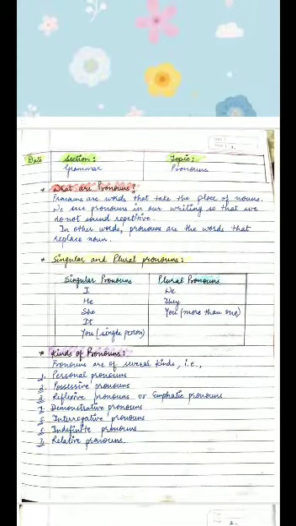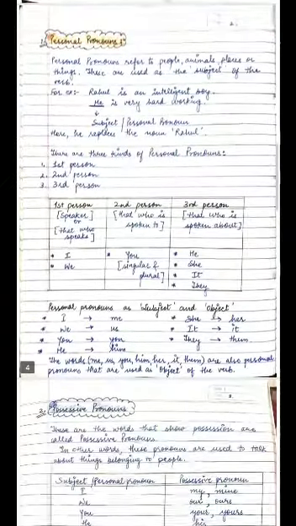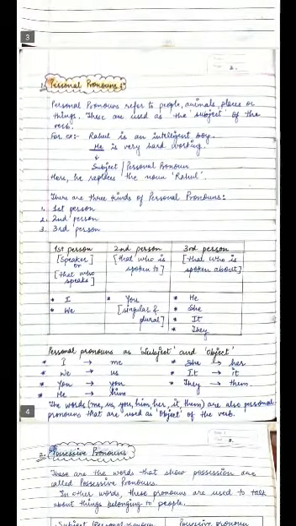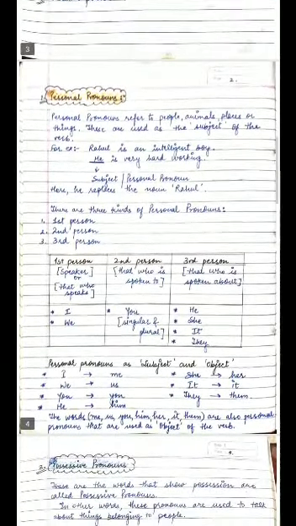Now children, pronouns are of different kinds, that is personal pronouns, possessive pronouns, reflexive pronouns or emphatic pronouns, then demonstrative pronouns, interrogative pronouns, indefinite pronouns and relative pronouns. So children, let's learn pronouns in detail.